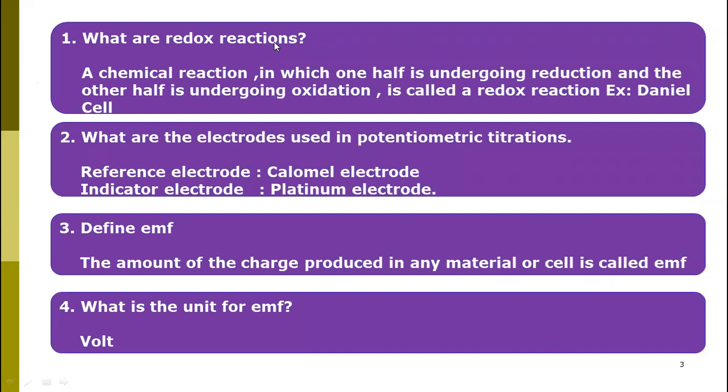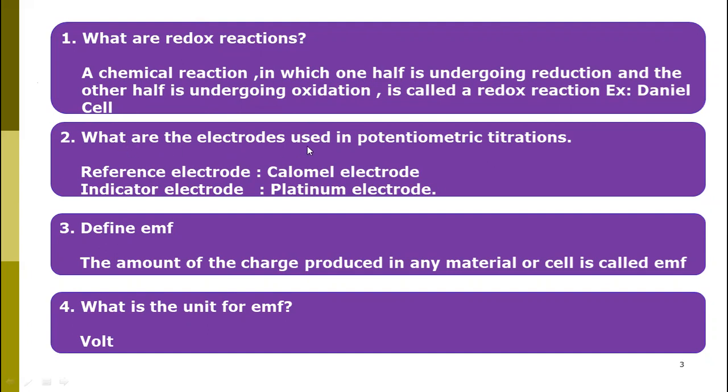What are redox reactions? As you know from the name, both reduction and oxidation occur simultaneously. The answer is: a chemical reaction in which one half is undergoing reduction and the other half is undergoing oxidation, where both occur simultaneously. Such reactions are called redox reactions, and the best example for this is the Daniell cell, right?